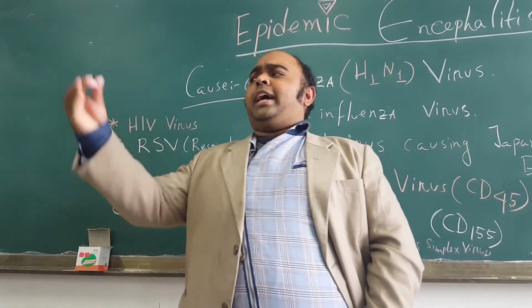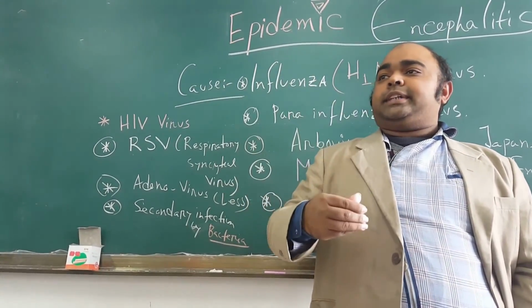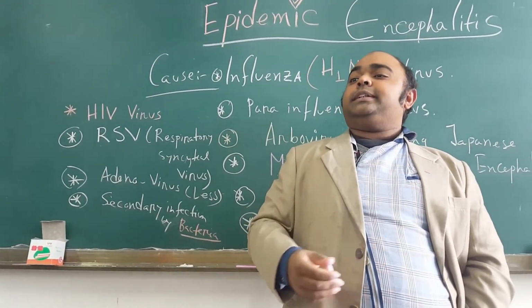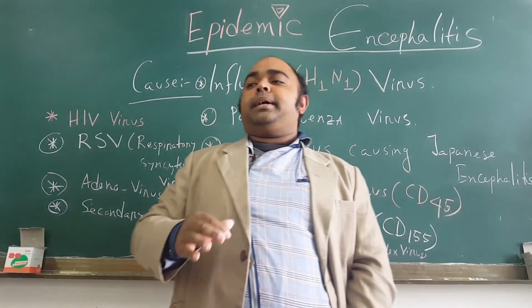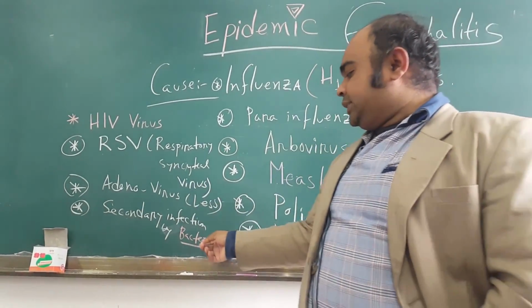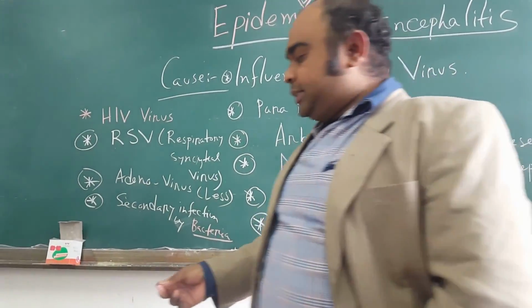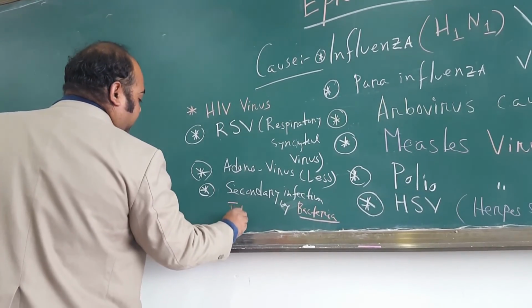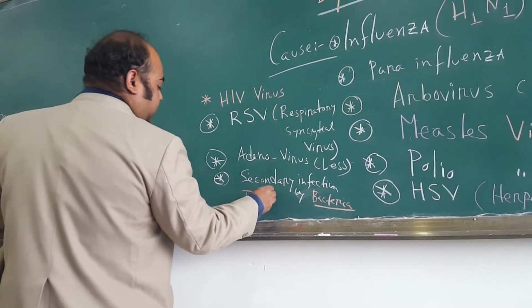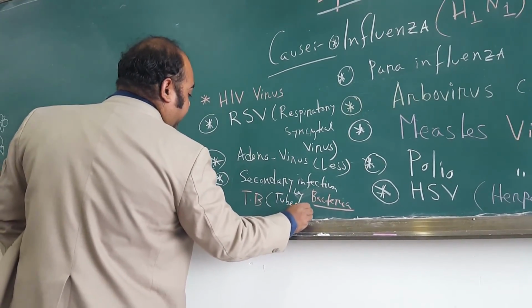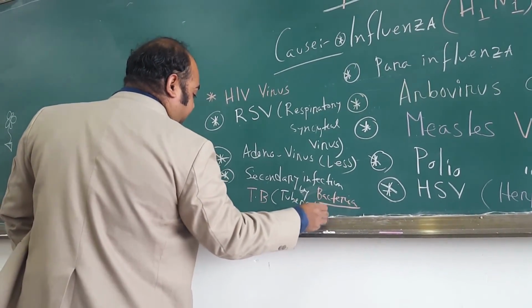So if I have TB, I have a chance of viral infection. Why? Because my bacterial infection will decrease my immunity. Clear or not? So secondary immunity suppression can be caused by bacteria, especially, which one? As I already told you, TB, tuberculosis. So tuberculosis can lead to secondary HIV and others.